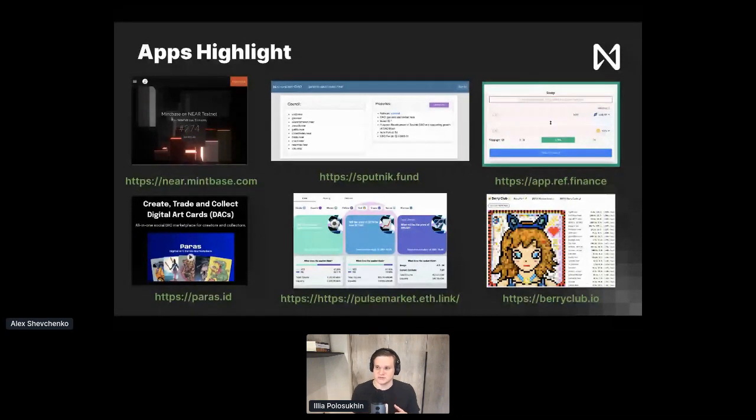We have Pulse Market, also a community-built prediction market. We have a creator side, which is represented by Bear Club. Bear Club is probably like the 2nd app on Near, and actually the first thing built on Near ever. The history of Bear Club is pretty funny, because it was an internal Near hackathon project, December 2018.